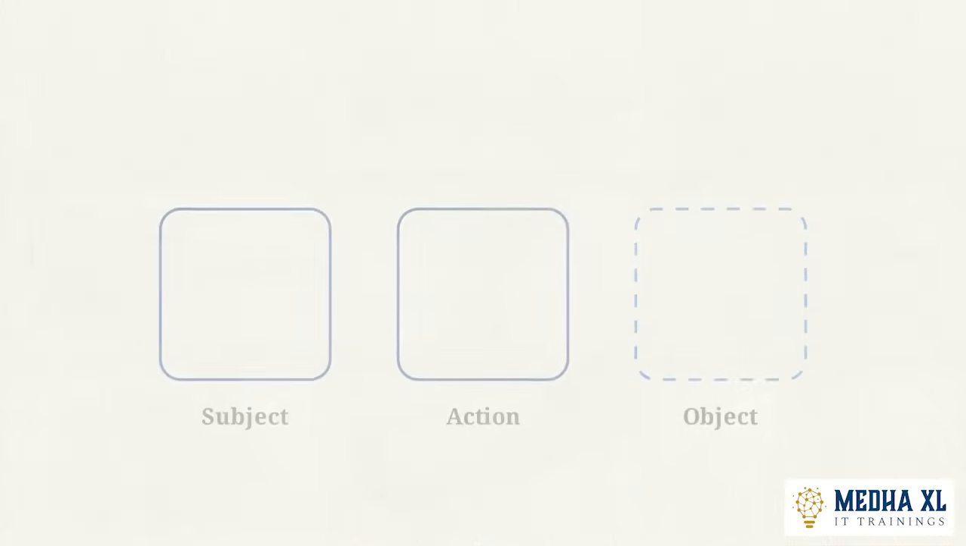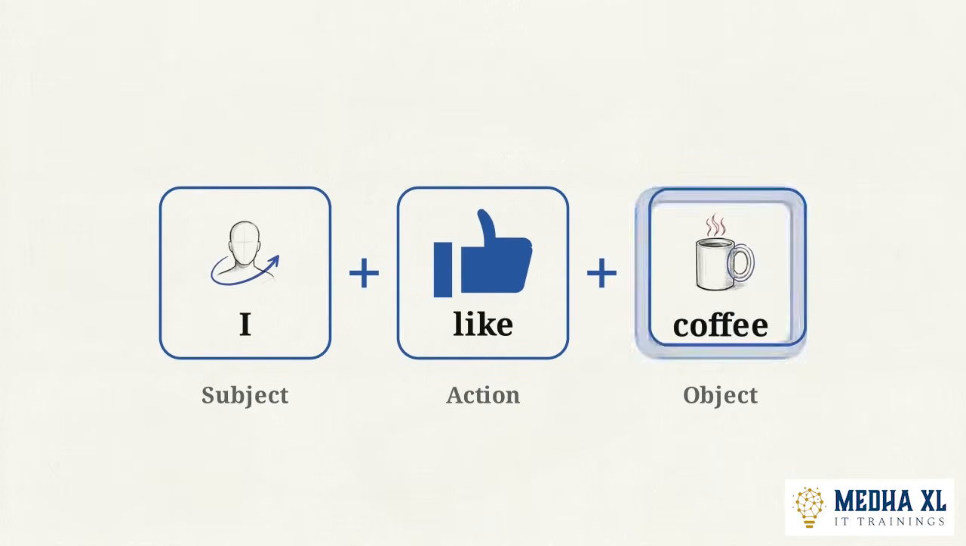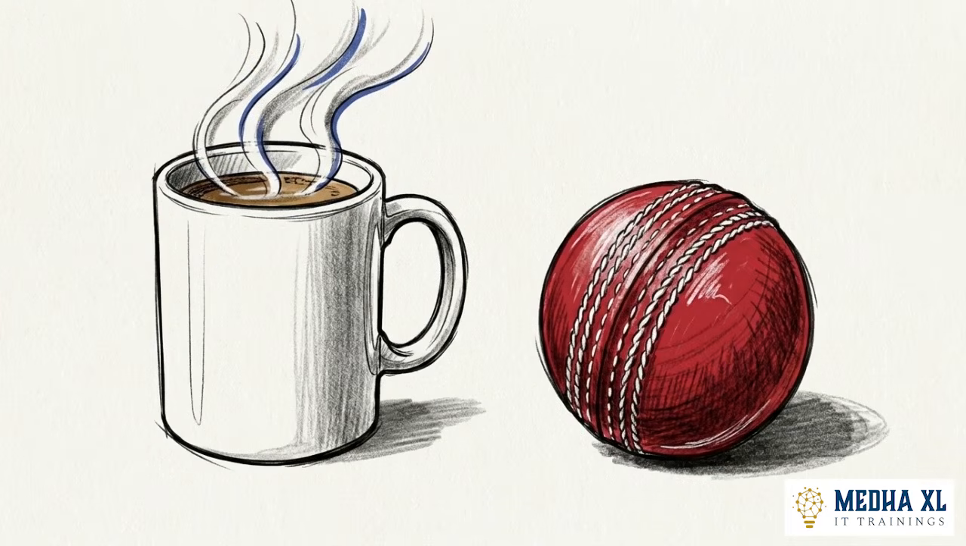We also use a formula to express your personal tastes. This equation is even simpler. I plus like plus the thing. For a morning preference, drop in coffee. I like coffee. For a sport or hobby, swap in cricket. I like cricket. Write down 2 of your own preferences or hobbies on your paper.